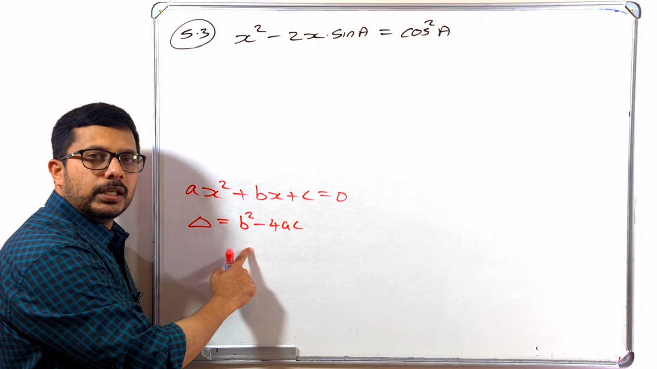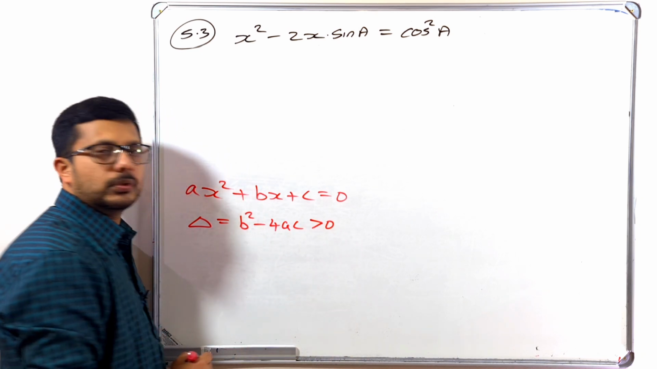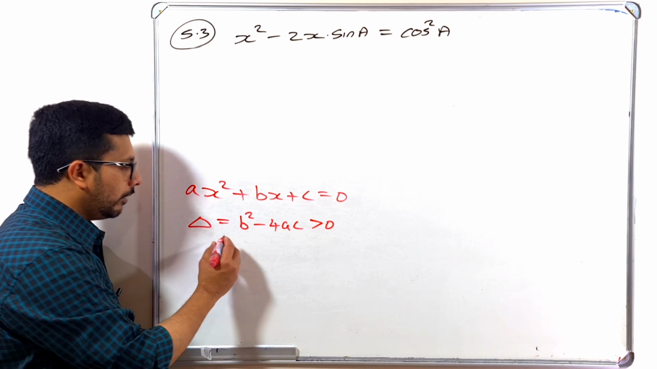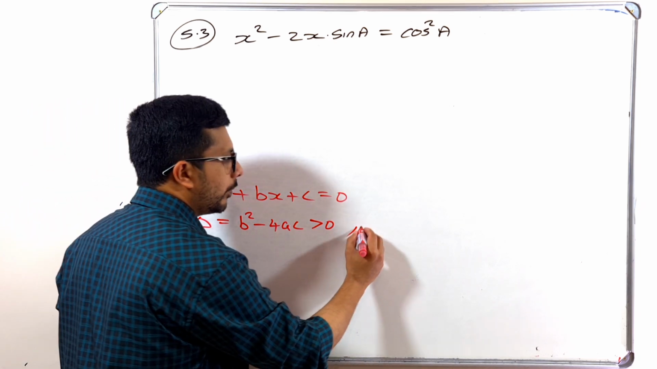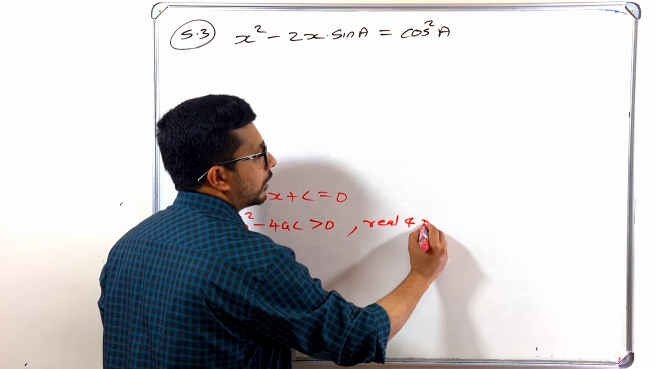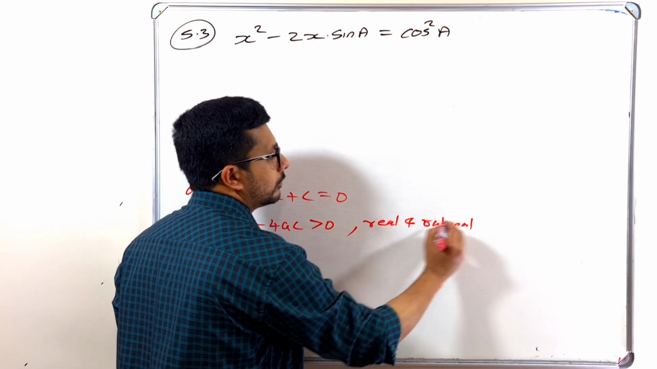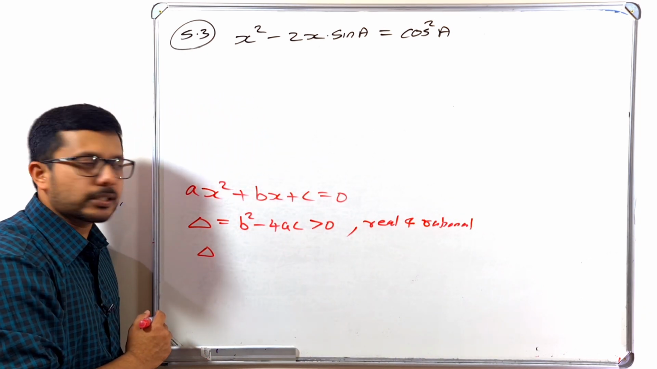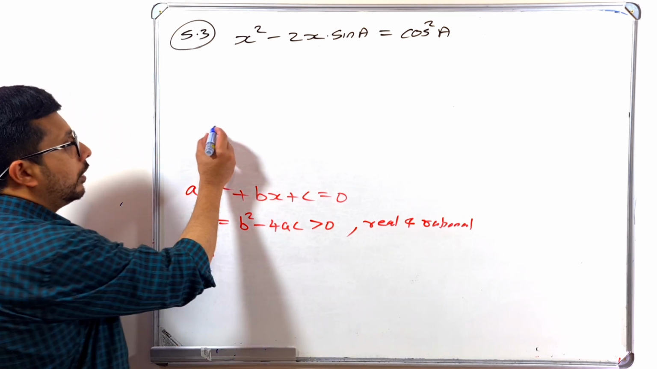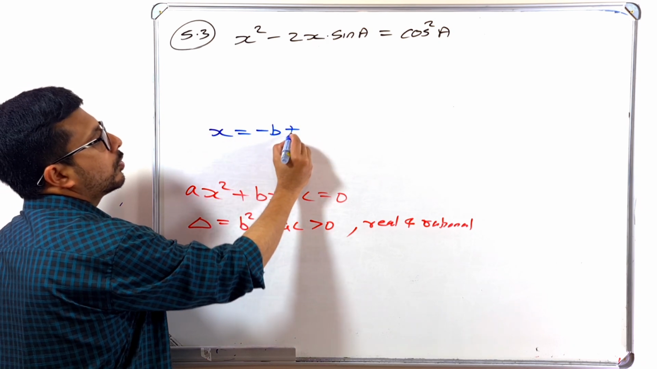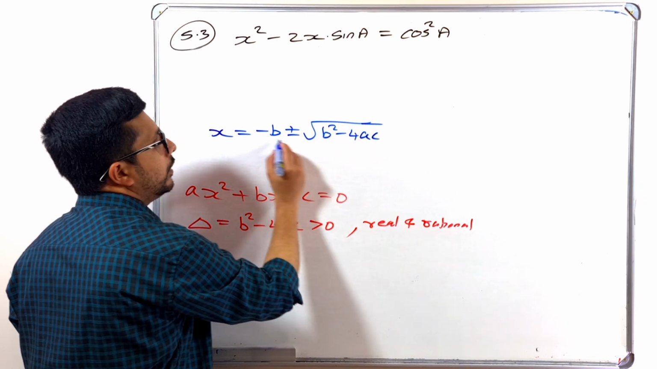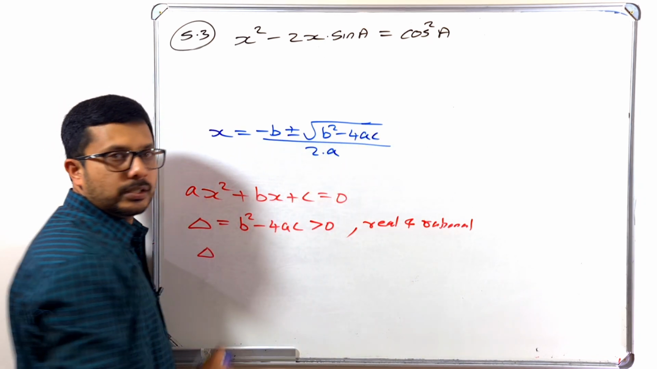So when the discriminant is positive, then we can say that it's real and rational. But if the discriminant is negative, then what is the type of roots? Where does this b squared minus 4ac come from? Do you remember the equation x is equal to minus b plus or minus root of b square minus 4ac divided by 2 into a? This is that quadratic formula.